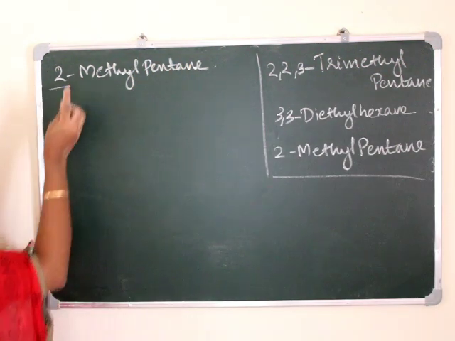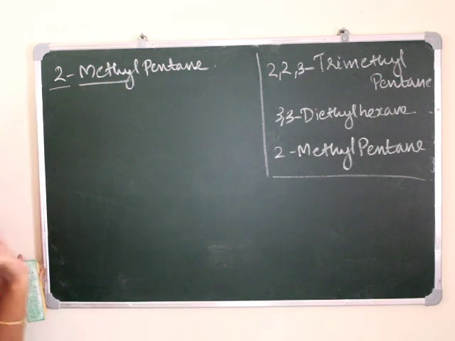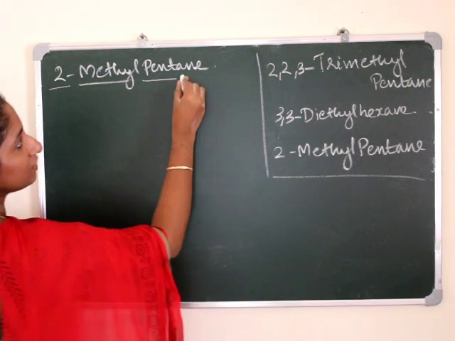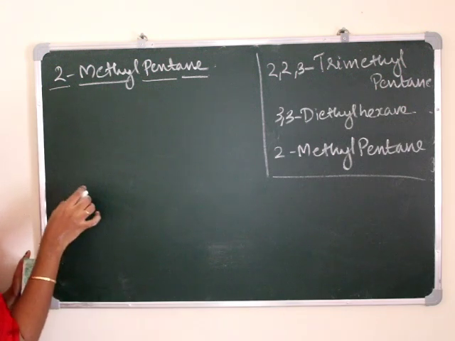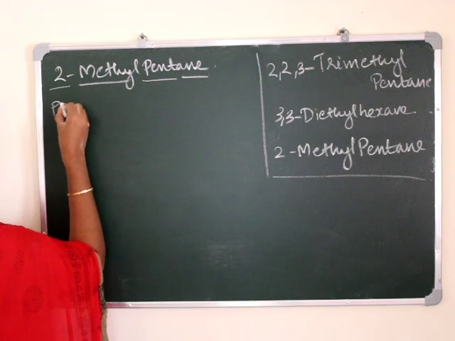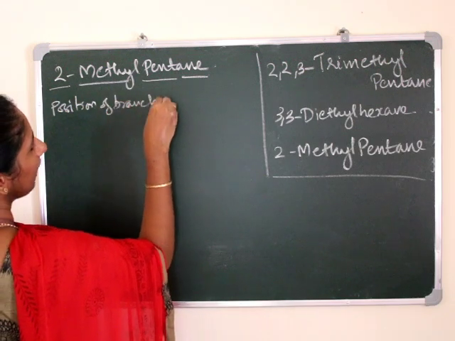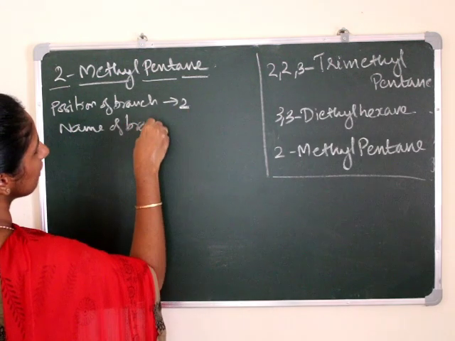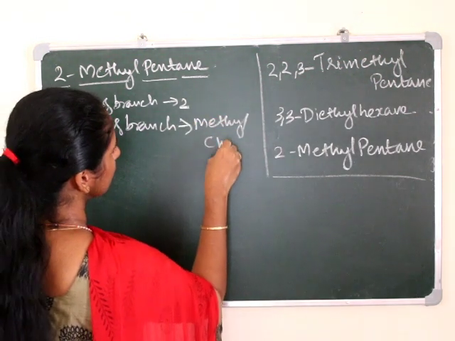So this will be the position of the branch, this will be the name of the branch, this will be the word root, and this will be the suffix. Okay, so from the name we are writing these details. The position of the branch is 2. The name of the branch is methyl. Methyl means CH3, right?